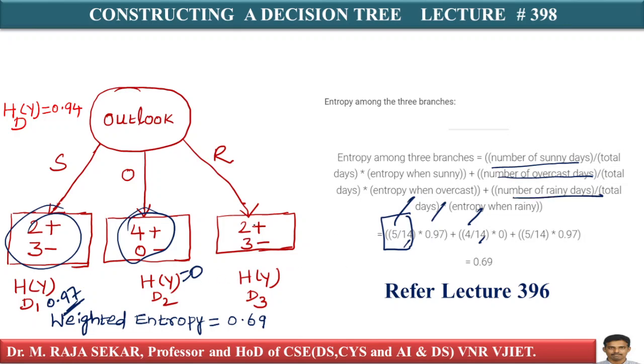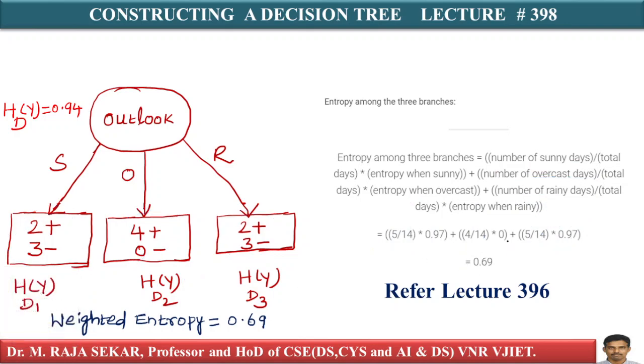Number of rainy days, total number of rainy days are 5 by total number of days 14 into corresponding entropy 0.97. What will you get? 0.69. This is weighted. This is known as weighted entropy.